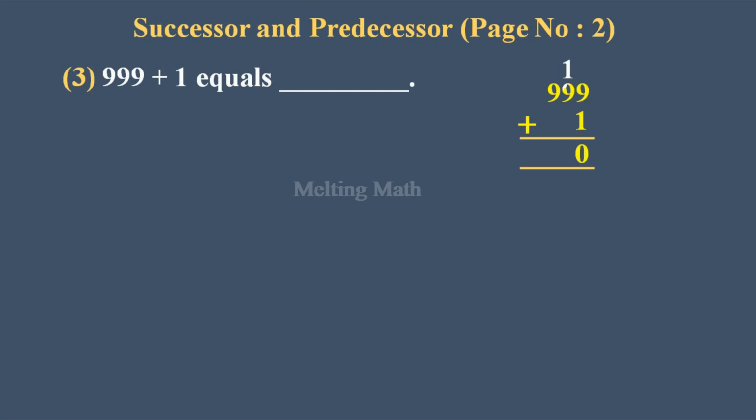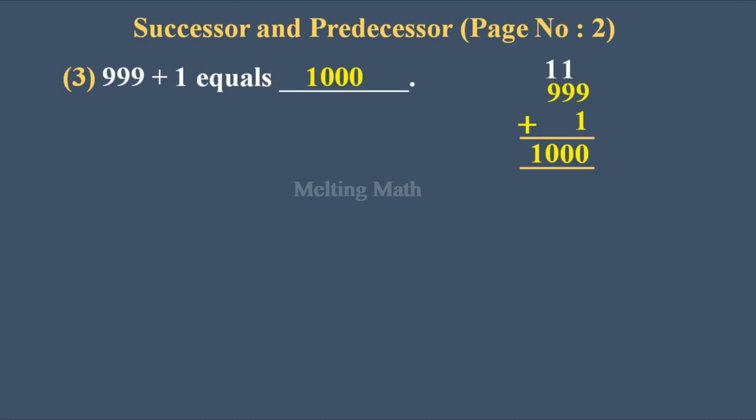Next, add these two digits, 9 plus 1, that is 10. So here also 1 is a carry and write 0 below. Next, add these two digits, 9 plus 1, that is also 10. After that there is no digit here, so we write the 10 as it is below. Now we get 1000. So 999 plus 1 equals 1000. This is the answer for this question.